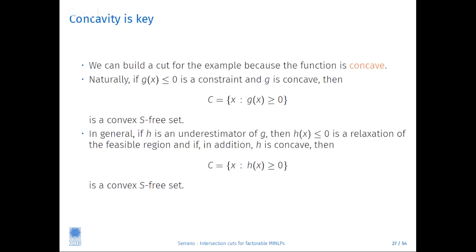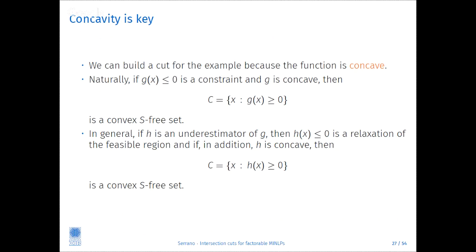So, yeah. When the constraint is concave, then the complement of the constraint would be the C that we're looking for. This is a convex set, doesn't contain any feasible point, right? The problem is that we don't usually have a concave constraint.